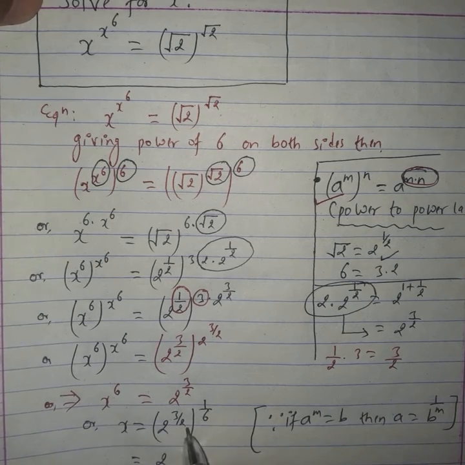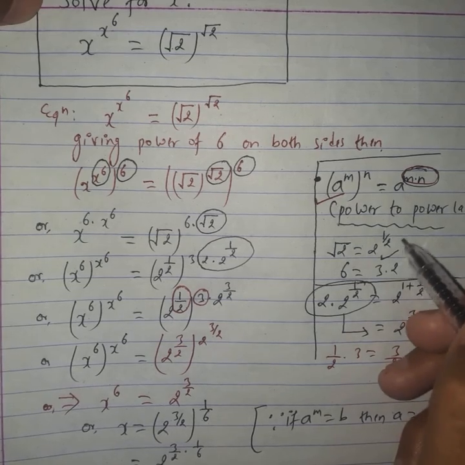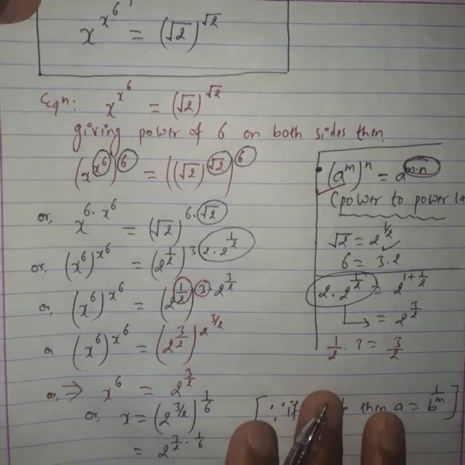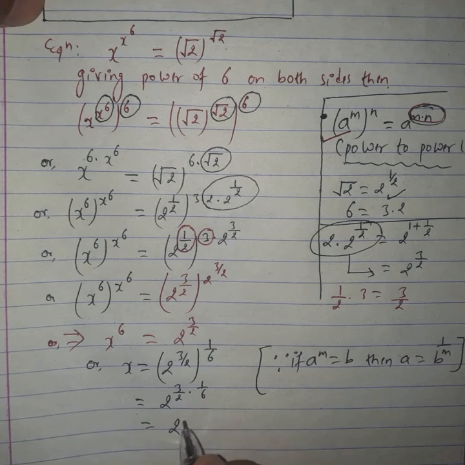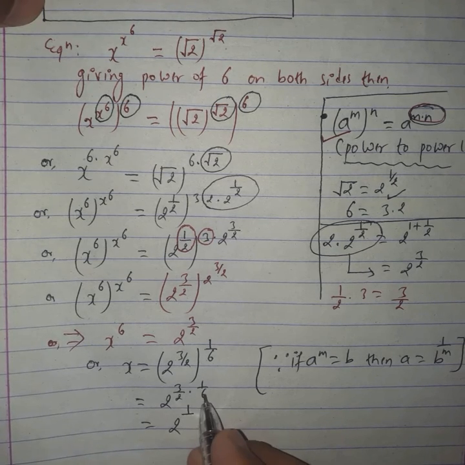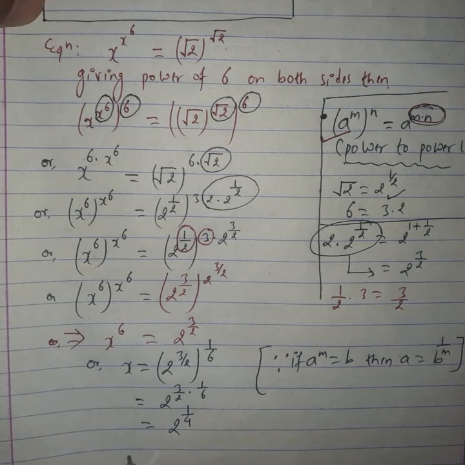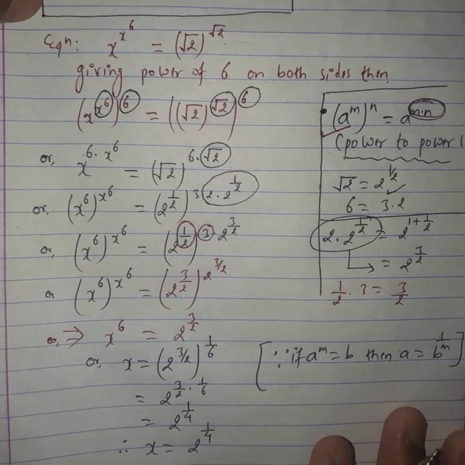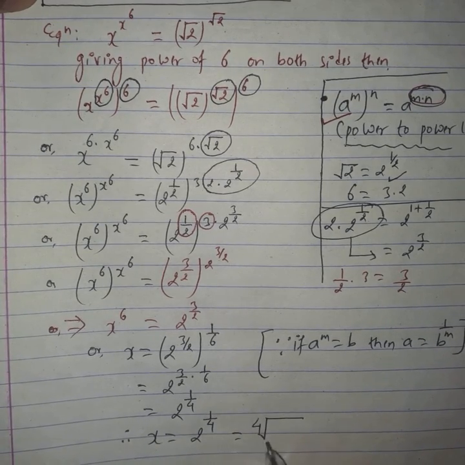This can be written as 2 to the power of 3 over 2 times 1 over 6 by using this law. And this is 2 raised to the power of 3 over 2 times 1 over 6, which gives 3 over 12, that is 1 over 4. Therefore here we obtain the value of x as 2 raised to the power of 1 over 4. This is just the fourth root of 2.